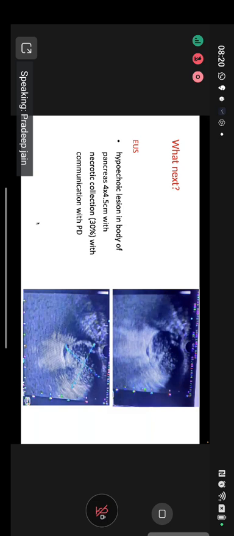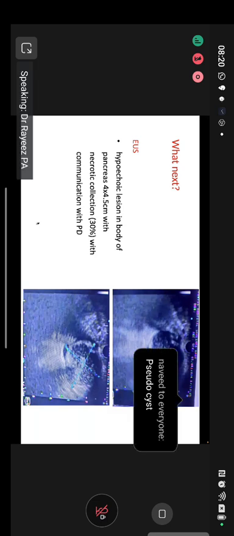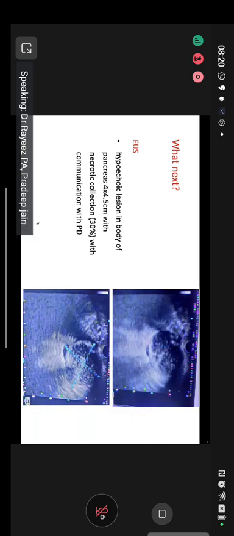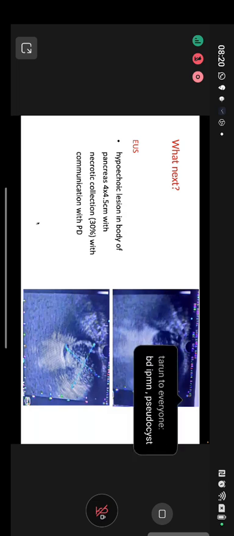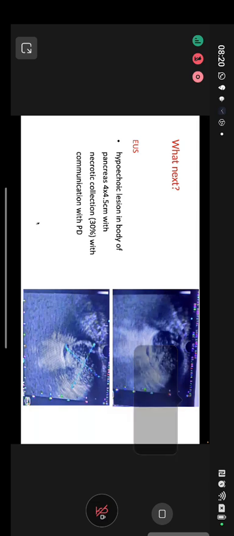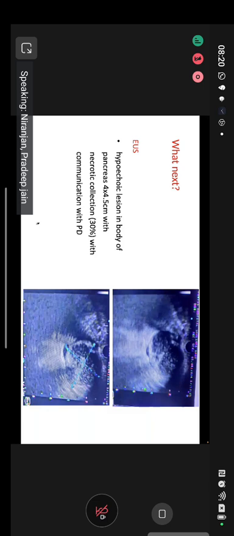So what is the differential diagnosis then? Junction IPMN, pseudocyst and IPMN. So there was a doubtful communication with the PD, but still we considered there was a possibility of mucinous cystadenoma also, right? Our gastroenterologists were absolutely sure that it's a pseudocyst. With this EUS finding, it is more likely to be pseudocyst.